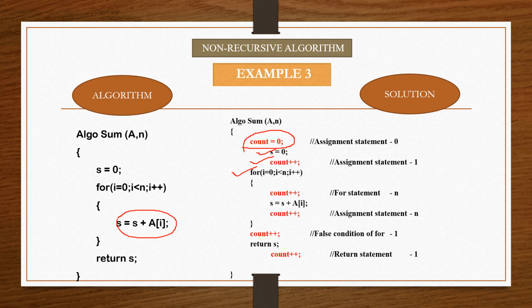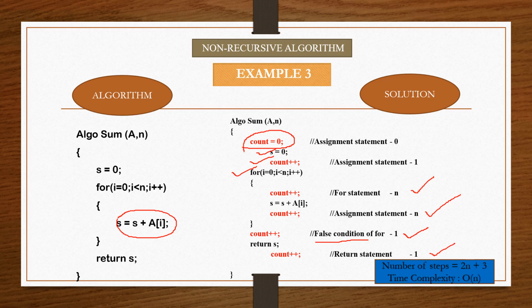The true times is n here. So this for loop will execute n times. The statement will also execute n times, and this increment is for the false condition of the loop, so it will execute only once. And then there is a return statement. For that return statement also the count is incremented by 1. So if I add all these, it will be 2n plus 3. We need to express it in terms of n, so the time complexity is order of n.